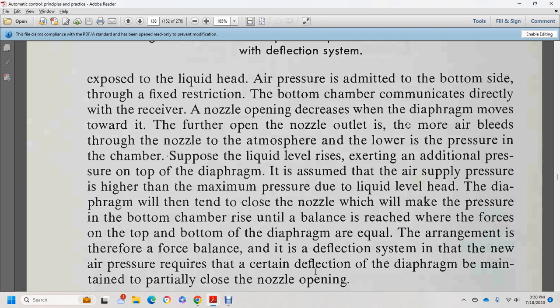The balance is reached wherever the force on the top and the bottom of the diaphragm are equal. Therefore, the force balance of the deflection system is that of the new air pressure required for a certain deflection of the diaphragm, maintained particularly by the partial closing of the nozzle opening.